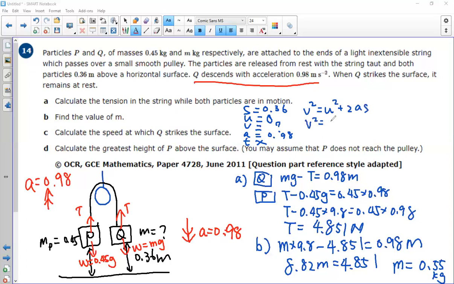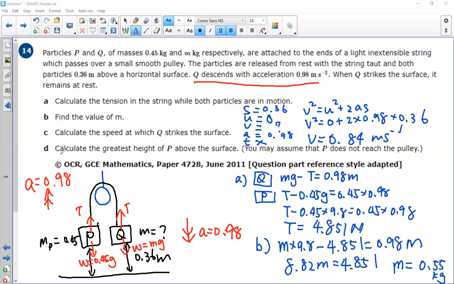So V squared will equal 0 plus 2 times 0.98 for A, and S is 0.36. So let me put it in the calculator. And I have got my answer for V, that is 0.84 meters per second. So that is for part C.